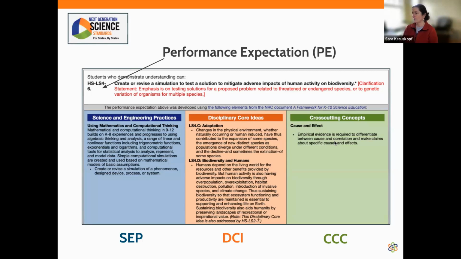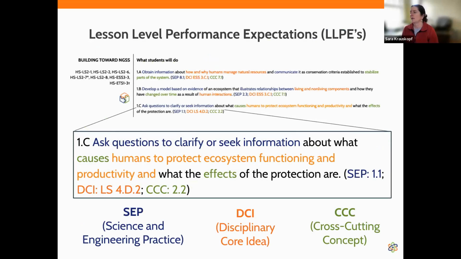And every performance expectation also includes crosscutting concepts, or CCCs. These are ideas that go across all disciplinary areas, all domains of science. For example, in this case, cause and effect is something that you're always looking at in science. What's causing something? What's the effect of something that happens? So again, the PEs are very broad NGSS language of what's being covered.